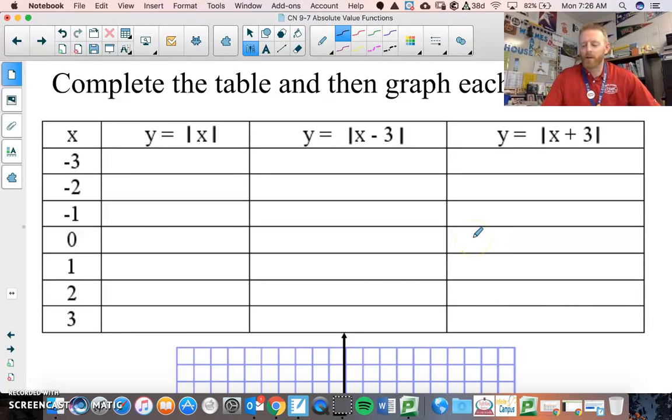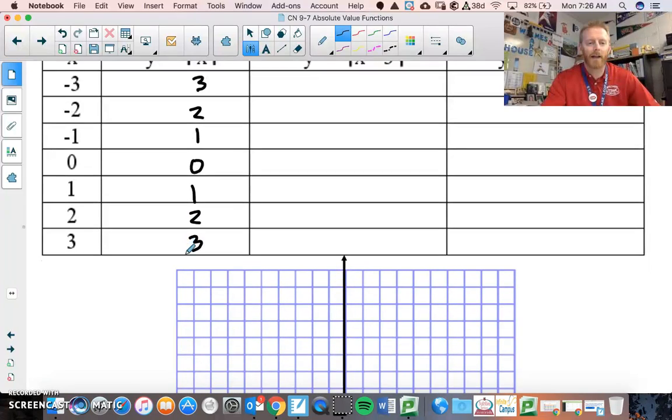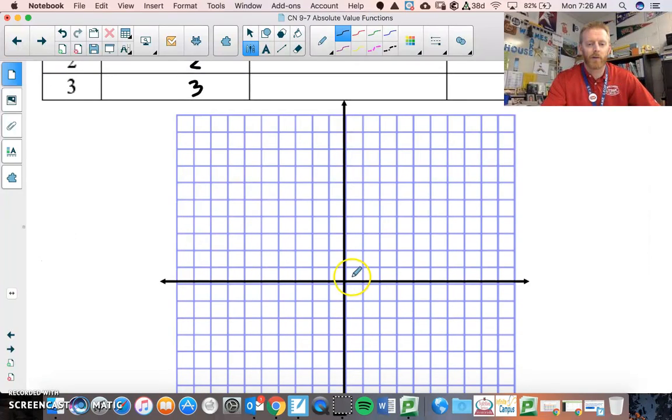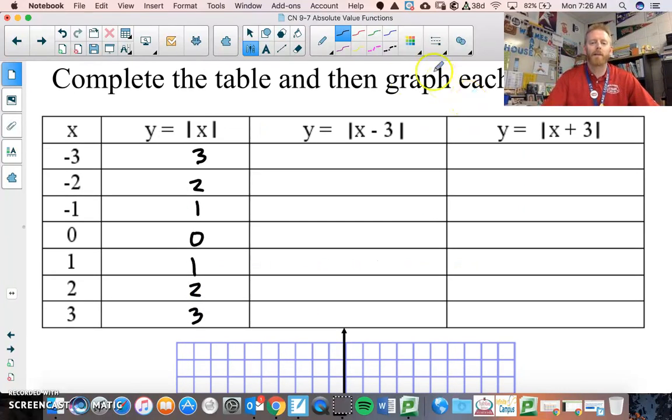Sometimes things are going to look a little bit different when we have stuff going on the inside of the absolute values. So if I'm plugging numbers in, absolute value, I'm going to get 3, 2, 1, 0, 1, 2, 3. And I'm going to graph all of those points now, because that's what y equals, in black. So I went to the left, went up 3, up 3. Left 2, up 2, and this is my parent graph.